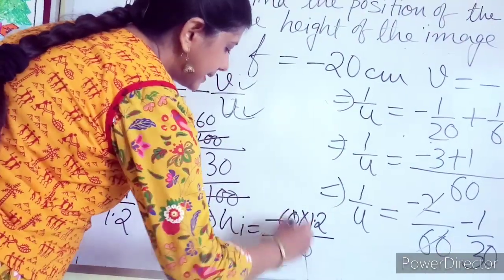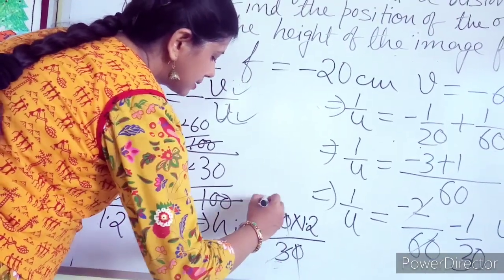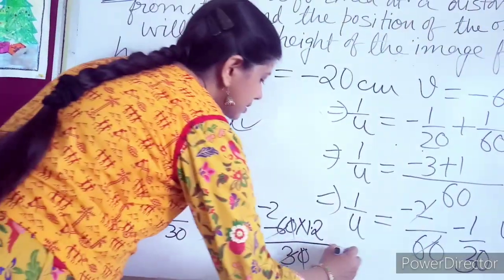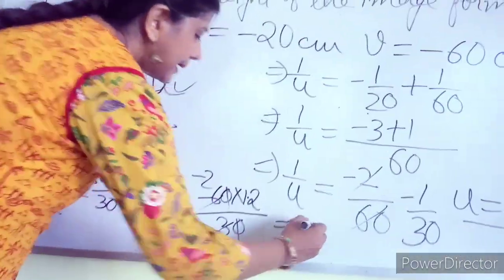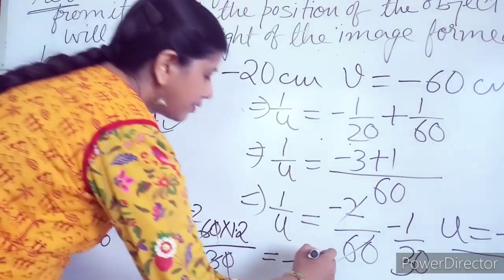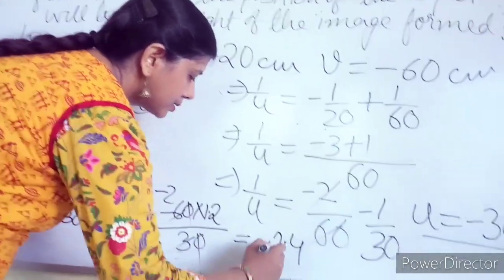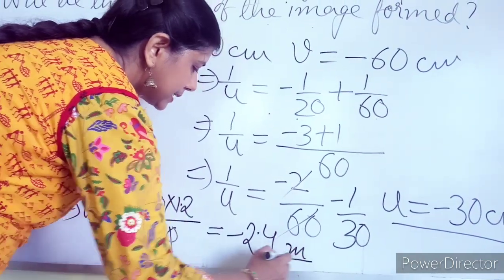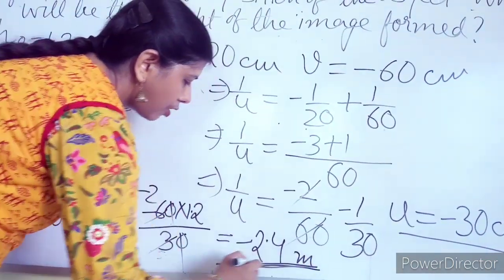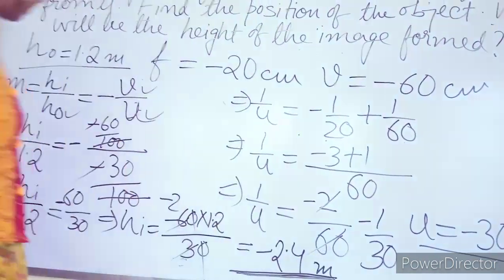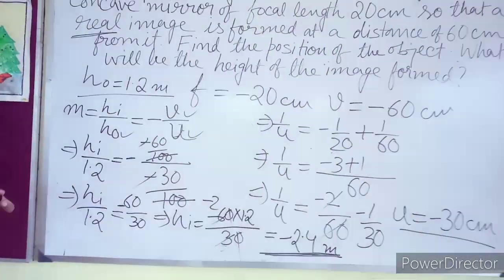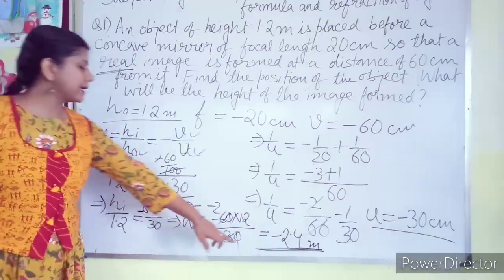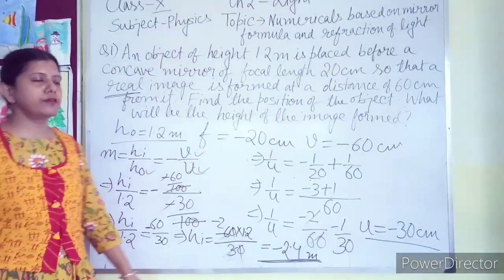So what am I getting? 3 2s are 6, so my answer is minus, 2 2s are 4, 2 1s are 2, minus 2.4 meter. This is the size of the image. Size of object is given to me. My answer is size of image is minus 2.4.